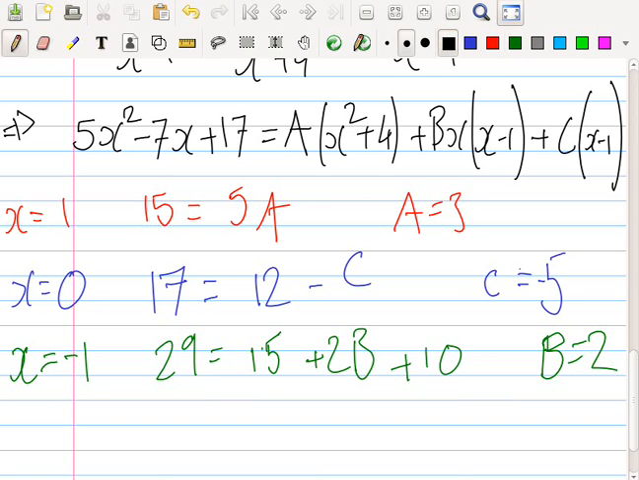That is an easy 4 marks, I think. Like, that's 4 marks on the screen. How do you write 15 is equal to 5a?